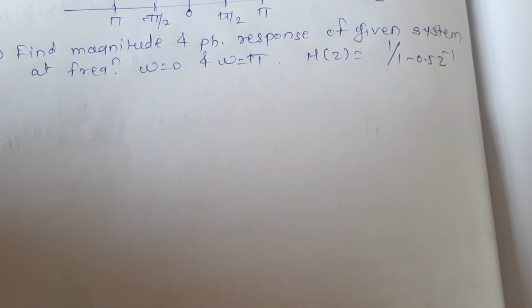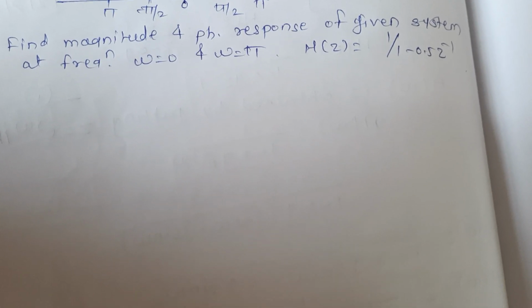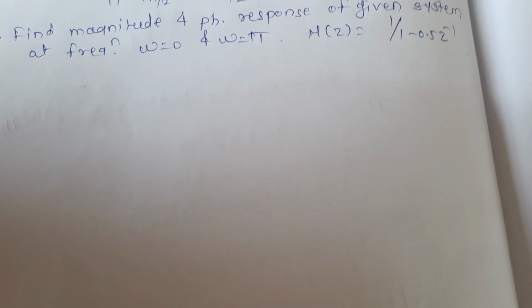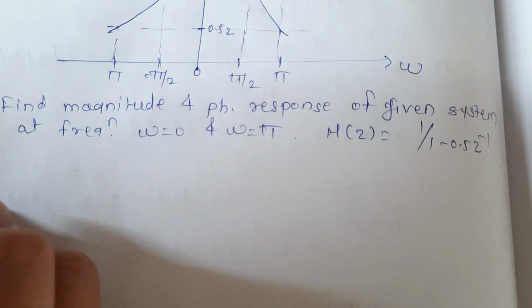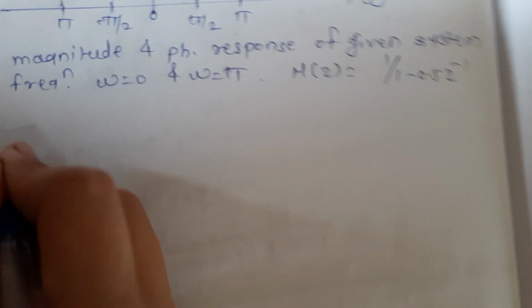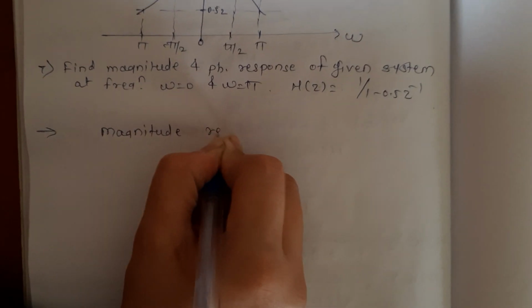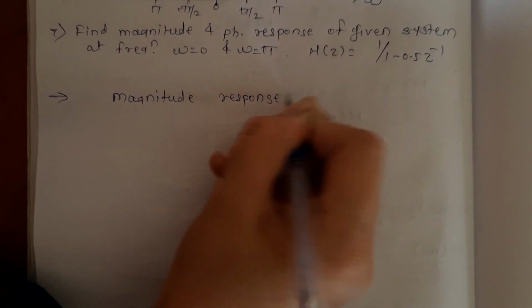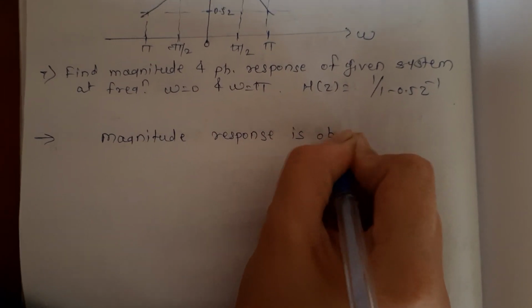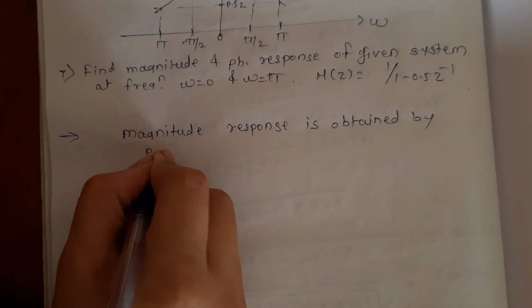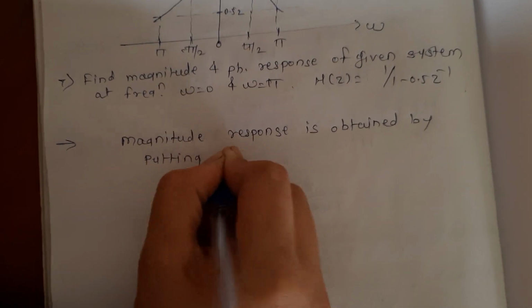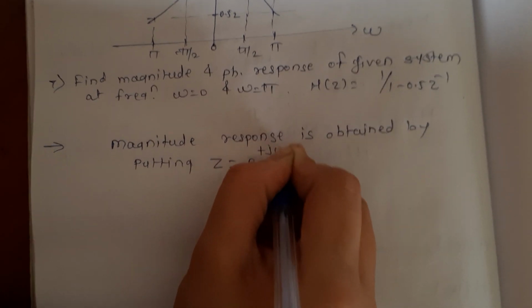Next problem: find the magnitude and the phase response of the given system at frequency omega equal to 0 and omega equal to pi. The given system is H of z is equal to 1 by 1 minus 0.5 z raised to minus 1. Now the magnitude response is obtained by putting z is equal to e raised to plus j omega.